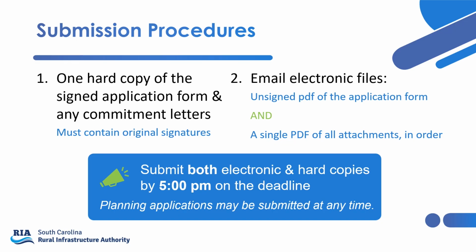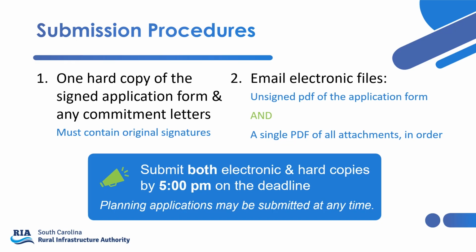We review applications electronically, so please email an electronic version of the application form and all attachments. The application form that you email should be unsigned and in the original PDF format, which means not printed and scanned. Submitting the fillable form in this way allows us to efficiently extract all the information you provide. The attachment should be in a single PDF in the requested order. It's crucial that those electronic attachments be complete, legible, and preferably not sideways.